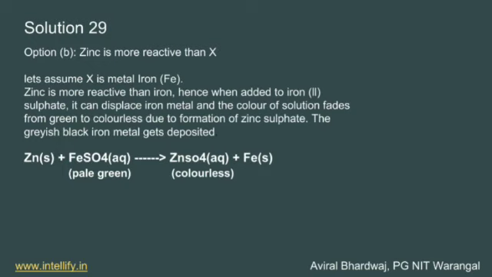So the answer is that zinc can easily replace the iron metal, and the color of the solution fades from green to colorless due to the formation of zinc sulfate. The grayish black iron metal is deposited on the plate. So the option is that zinc is more active than iron. This is the correct option. So the answer is B: zinc is more reactive than X.